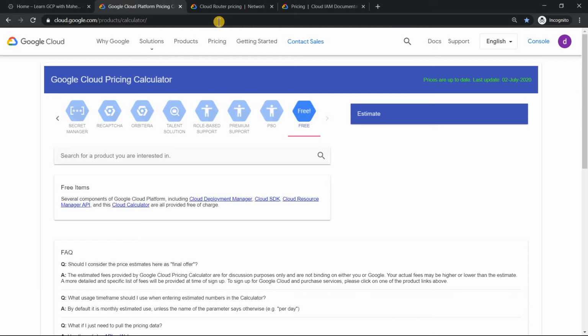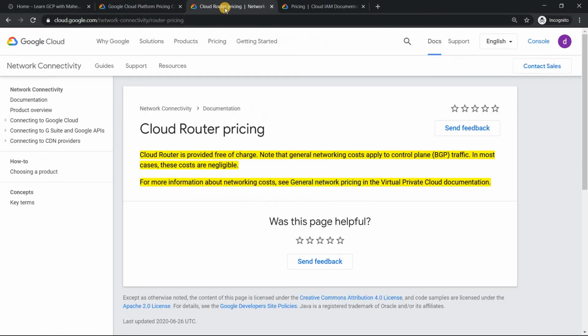The second set of services which I have figured out is Cloud Router, a very, very important component when you're communicating between on-premise and GCP with dynamic routing, where you have BGP, Border Gateway Protocol, implemented. Cloud Router plays a major role, and it is very clear from the documentation. You see Cloud Router is provided free of charge.